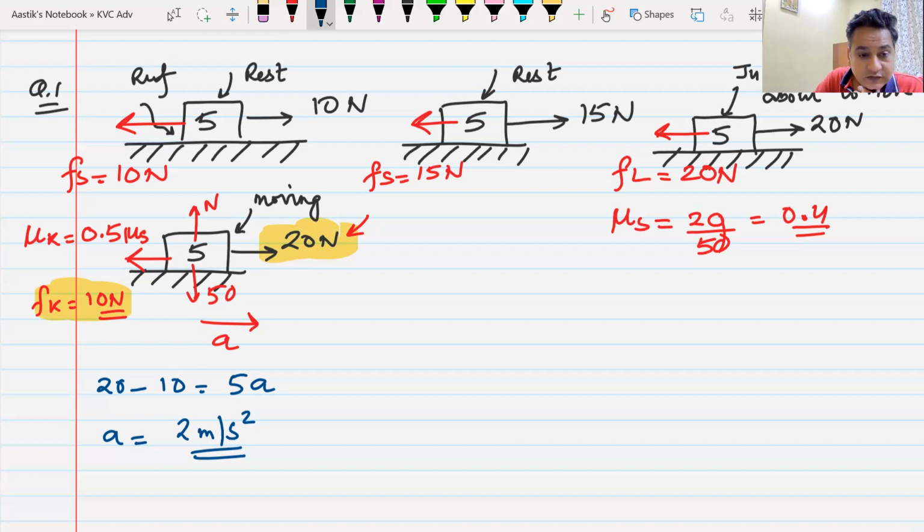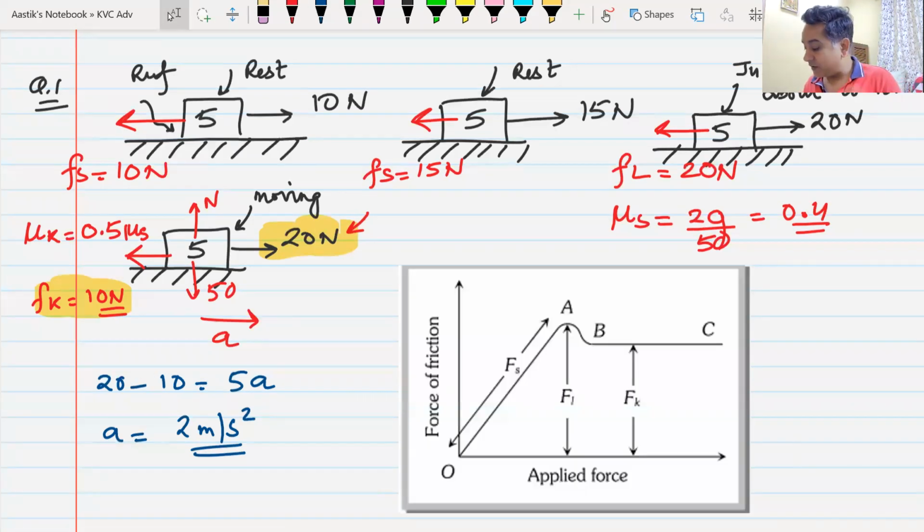Now, I can draw a graph for this particular case, when the body is kept. The graph would look like this. Do we understand this graph? At first, whatever force I was applying, the same was static friction. Yes or no? Yes, sir. So here we see applied force and here we see static friction. The body does not move.